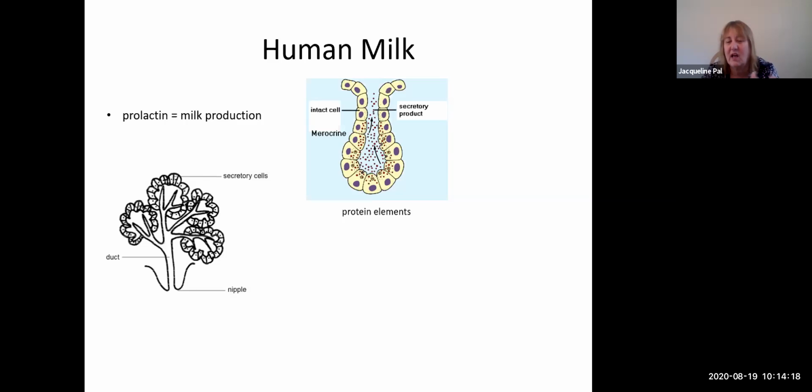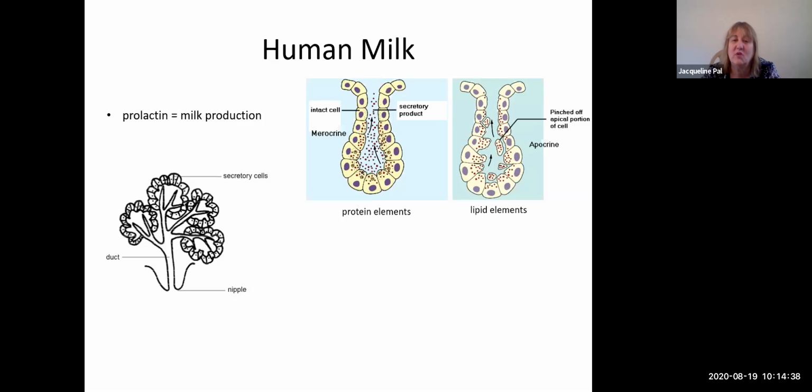So human milk, I'll show you the composition shortly, has a lot of lipid and a lot of protein in it. So the protein elements are secreted through merocrine secretion, as in exocytosis of the protein elements. In contrast to this, the lipid components are secreted through apocrine secretion, where part of the apical portion off with their heads is released into the duct.